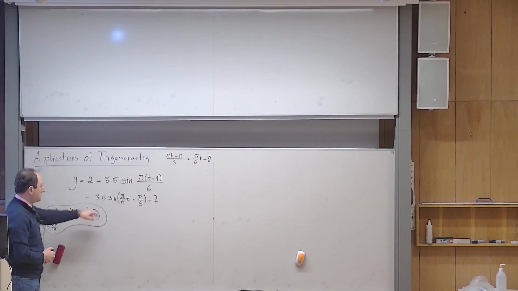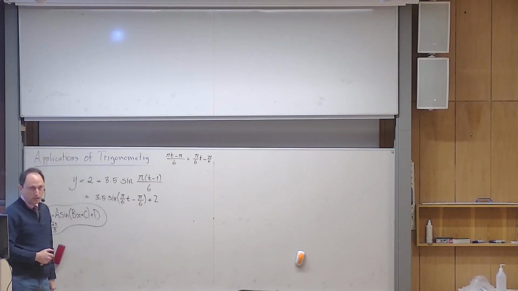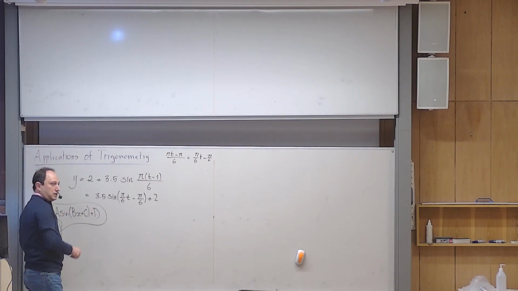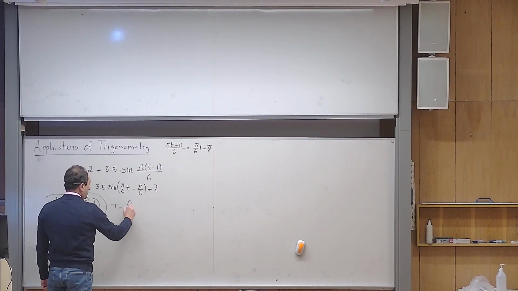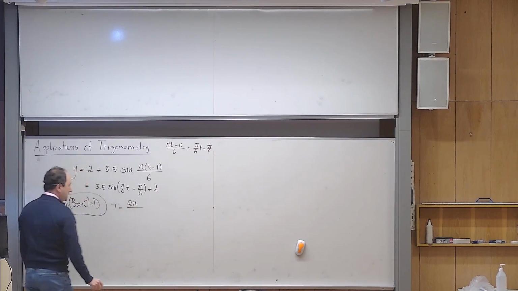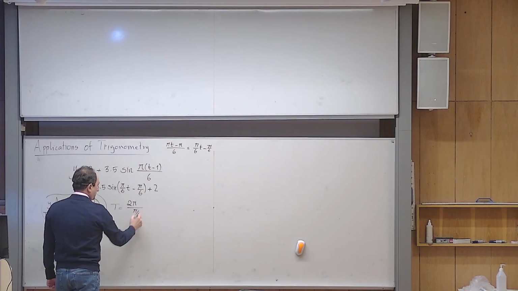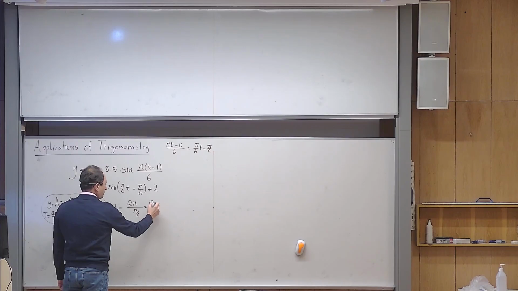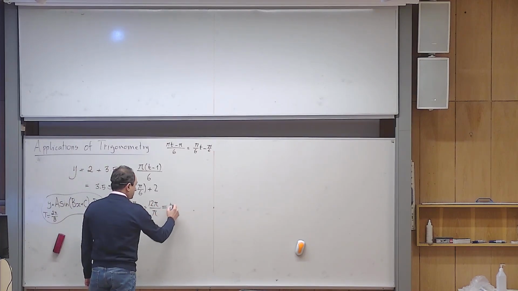And then c is minus pi over 6. And d is positive 2. Now, if I ask you what the period is, what do you answer? The period, according to the formula, is 2 pi divided by b. But this number is playing the role of b, so it's pi over 6. And then it becomes 12 pi over pi, and it becomes 12.